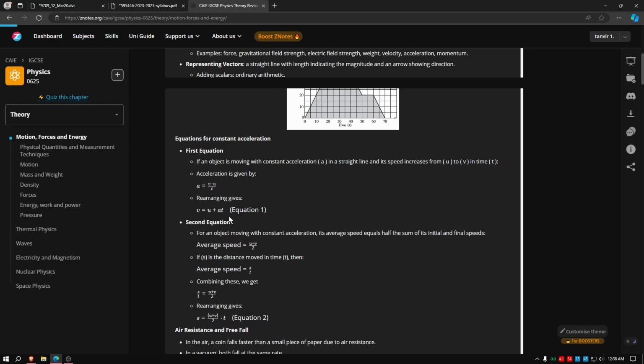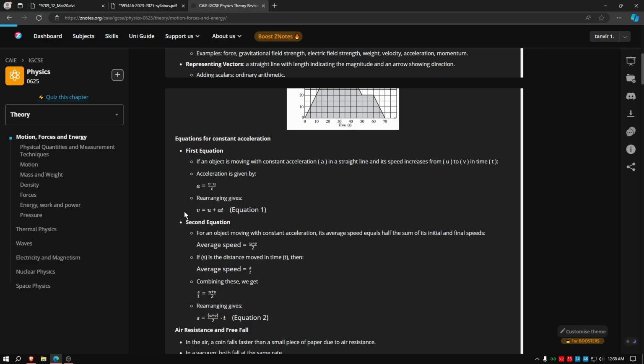You can use it to find out anything. Let's just say you have the initial speed, this is u, and you need the final speed, right? You have acceleration and time given, then you can use this equation. We will get back to this equation when we actually do question papers. Just keep in mind this equation exists.